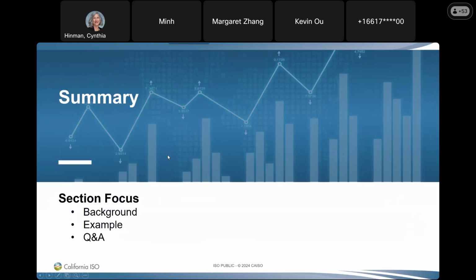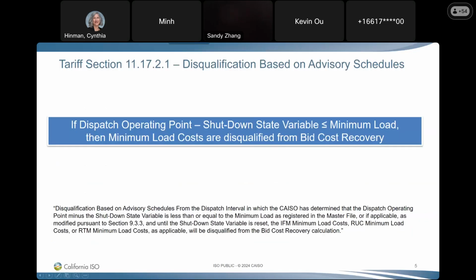All right. So first, we're going to give you some background and an example. So let's get started with that. So Tariff Section 11.17.2.1 covers disqualification based on advisory schedules. This is not a new tariff section. It's existed for quite some time. So there's nothing new here.